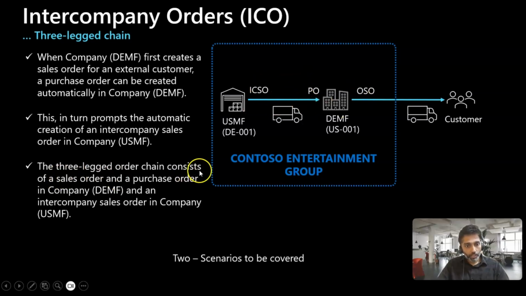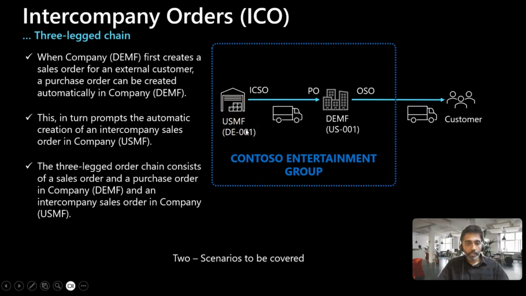The three-legged order chain consists of an original sales order and a purchase order in company DEMF, and an intercompany sales order in company USMF. That's what we are going to see right now.